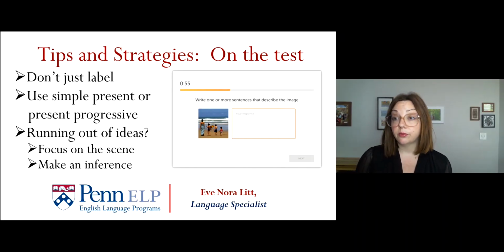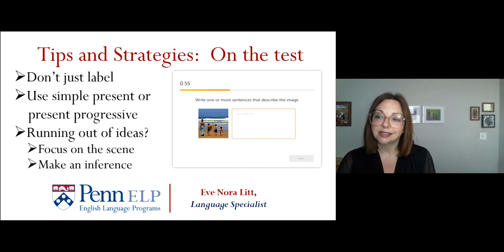Another way to come up with more content is to make an inference or a guess about the situation. What happened right before this picture was taken? What events led up to this scene? These are just a few strategies to help you when you are in the test and describing a picture. Remember, you can practice more with this type of question or other types of questions on the DET website.